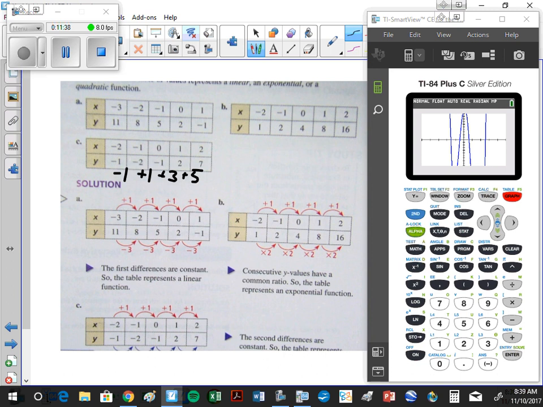We need to check to see if it's quadratic, so we do the second differences. How do you get from negative 1 to 1? Plus 2. How do you get from 1 to 3? Plus 2. And from 3 to 5? Plus 2. The second differences are constant, which means this is a quadratic equation. Okay, does that make sense?